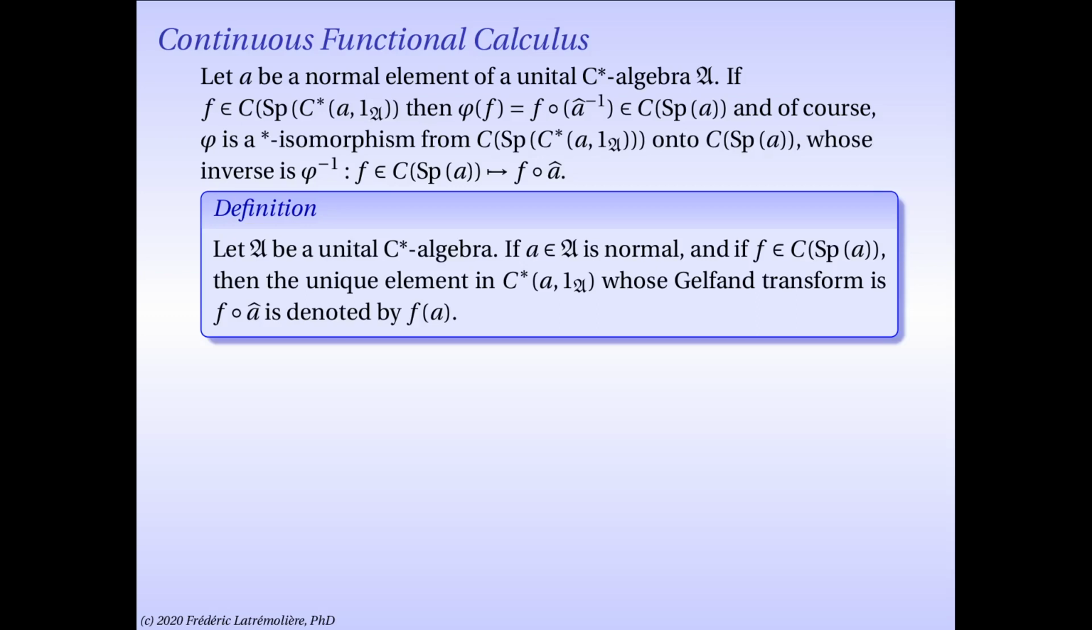So what is the idea of the continuous functional calculus? Well, here it is. For, again, A being normal in some unital C-star algebra, if you pick a function f that's complex valued and continuous over the spectrum of A, then the unique element in the C-star algebra generated by A in the unit, whose Gelfand transform is going to be f composed with this Gelfand transform of A, is denoted by f of A. With the notation in my little preamble here, it means simply that you take this function f, apply phi inverse to that f, and you have an element of the continuous functions on the Gelfand spectrum of C-star of A and 1, and whatever that element is, it must be the image of an element in the original C-star algebra. You call that f of A.